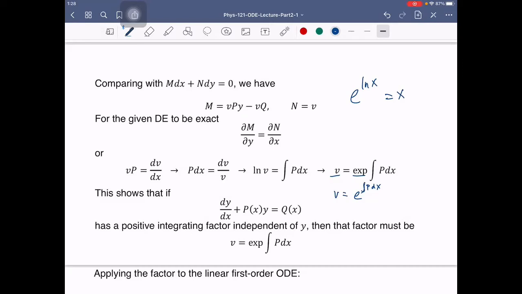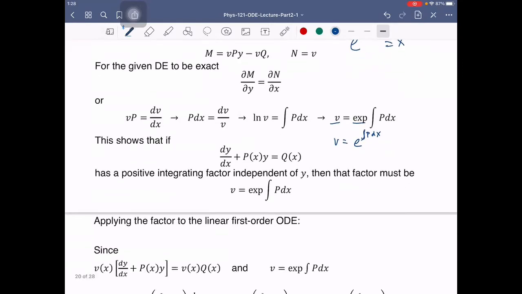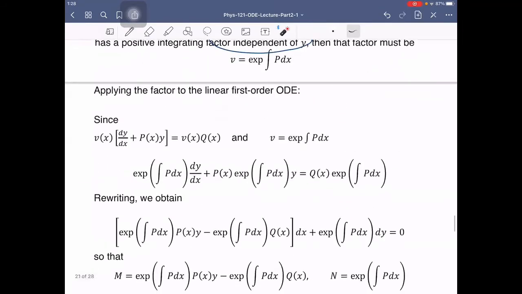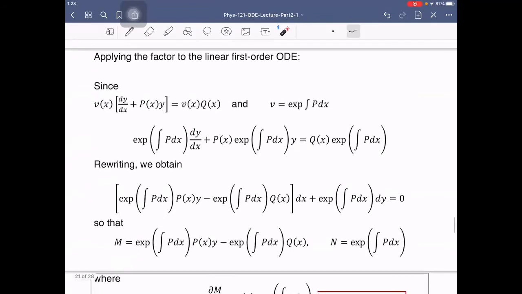Alright? So this shows that if ito yung kanina nating expression, no, has a positive integrating factor independent of y, kasi di ba inassume natin na yung integrating factor natin only depends on x, then the factor must be ito, yung nakuha natin kanina. Alright? So now let's apply yung factor, yung integrating factor na nakuha natin. So recall na ito yung expression natin kanina. Okay? And of course, yung integrating factor natin is equal to e raised to integral of p dx.